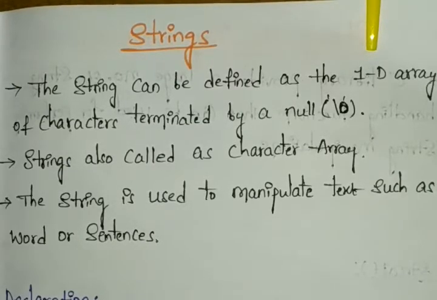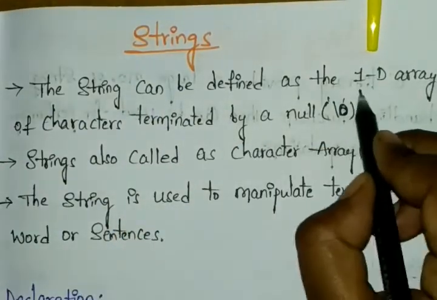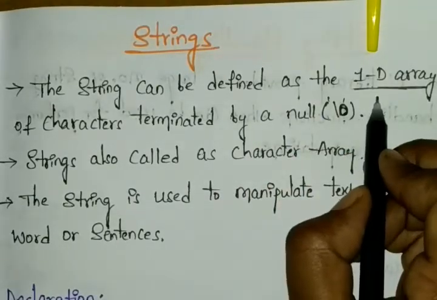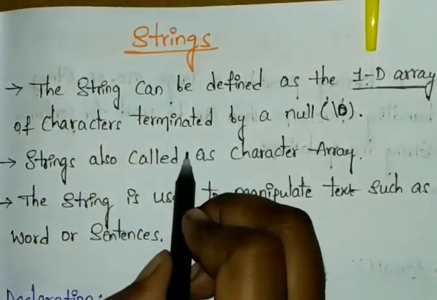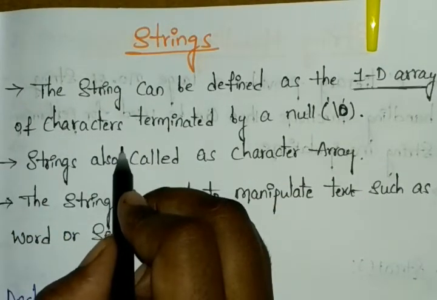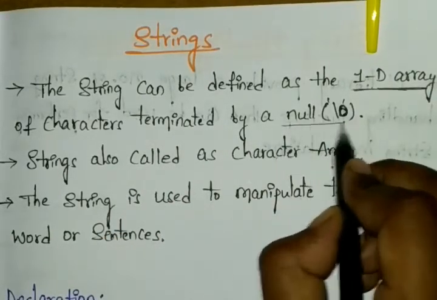By using arrays we are creating our strings, and in that we are using characters. Normally arrays are represented as one-dimensional, two-dimensional, or multi-dimensional. By using a one-dimensional array, your string can be defined as a one-dimensional array of characters. After the completion of that, it is terminated by the \0, which we call the null position.